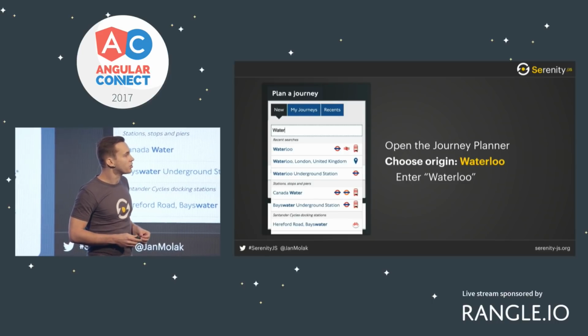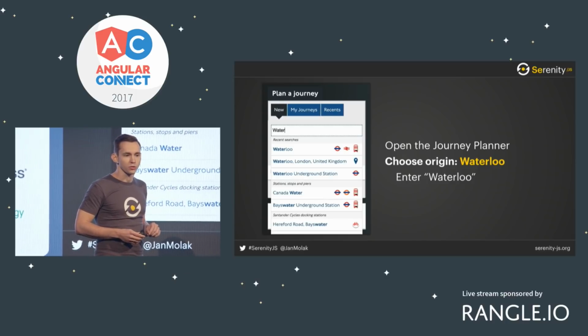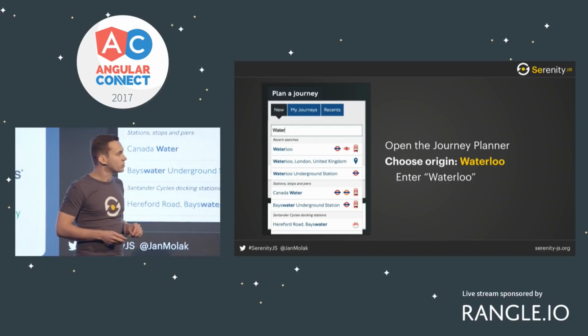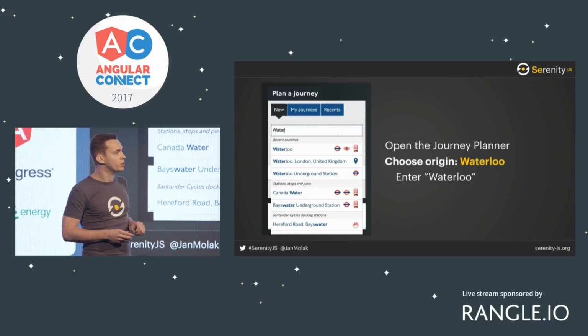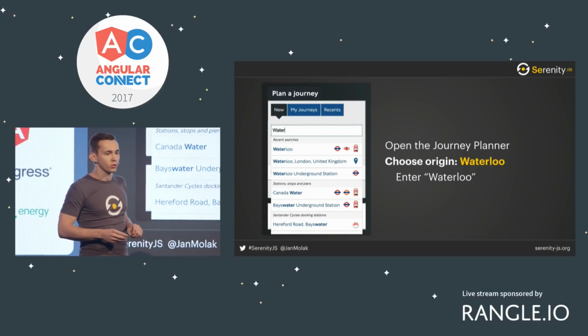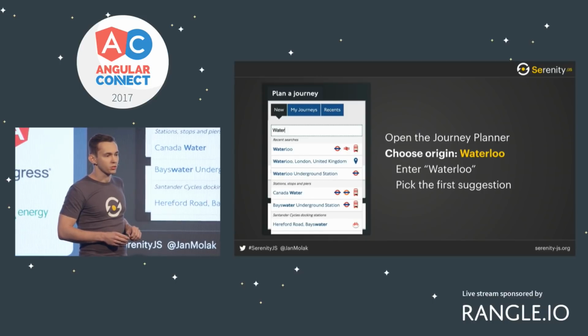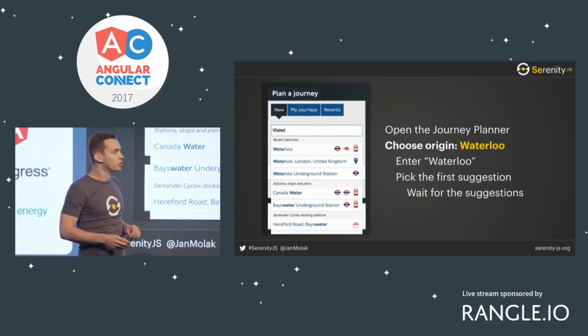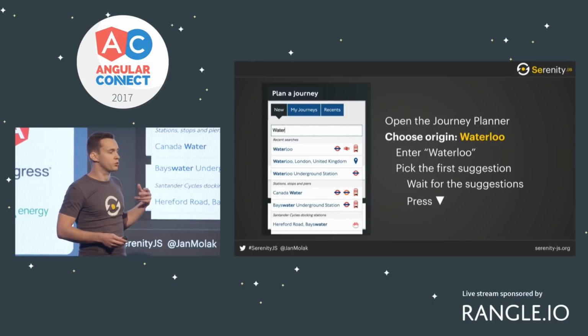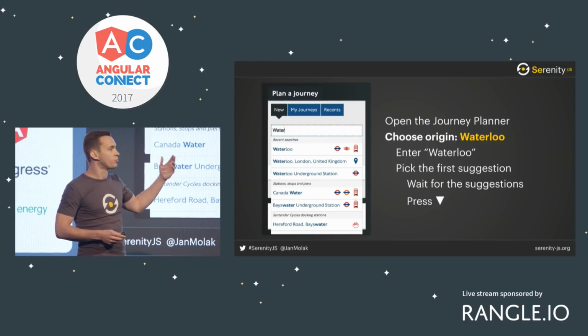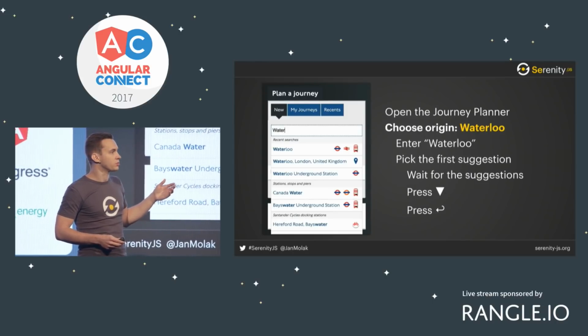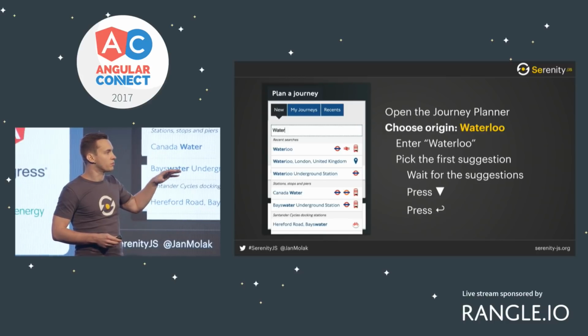And you'll notice that as I enter the letters into the input box, a small list of suggestions appears, right? And you'll notice that Waterloo matches several options on this list. So what I can do next, I can pick the first suggestion from the list. Well, how would I do that as a user? Well, first I would need to wait for the suggestions to load. Then I can use my keyboard to press the arrow down, press return, and confirm my selection. And all those steps are involved in choosing the station of origin.